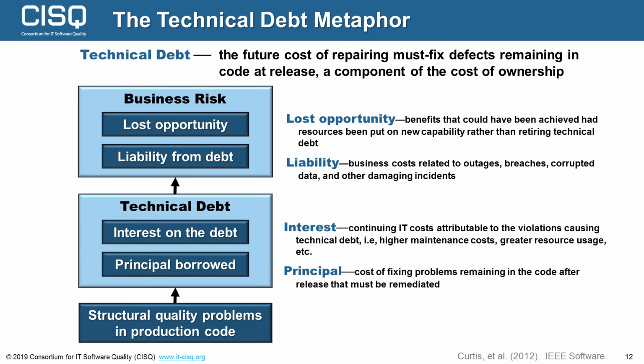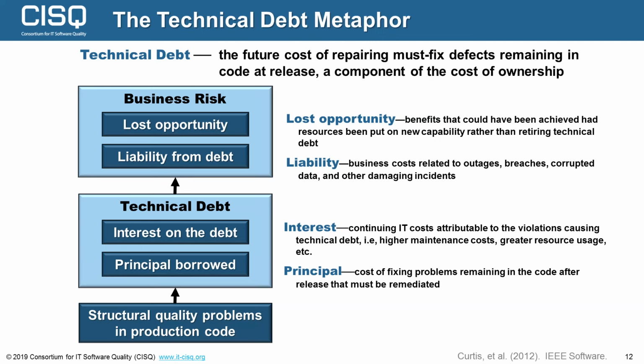So the nice thing about the technical debt metaphor is it gives us a way to talk to the business in business terms. Why does software cost so much? Why do we have to spend money in this maintenance correction activity? Well, here's why, and we can put numbers to it. The business has to put in the lost opportunity numbers. They have to estimate the liability numbers, but it gives them a way to understand what the risk is of poor software.